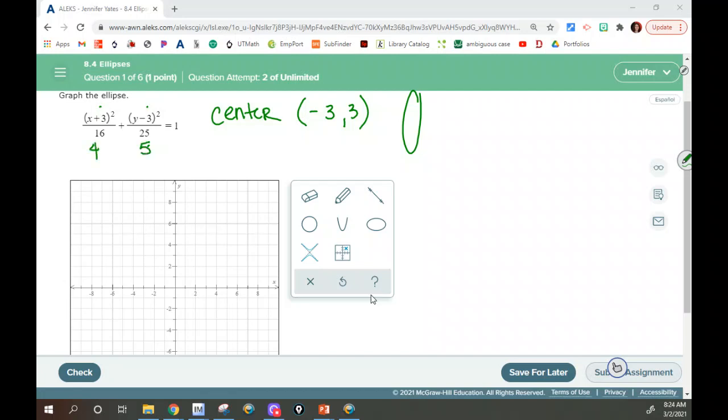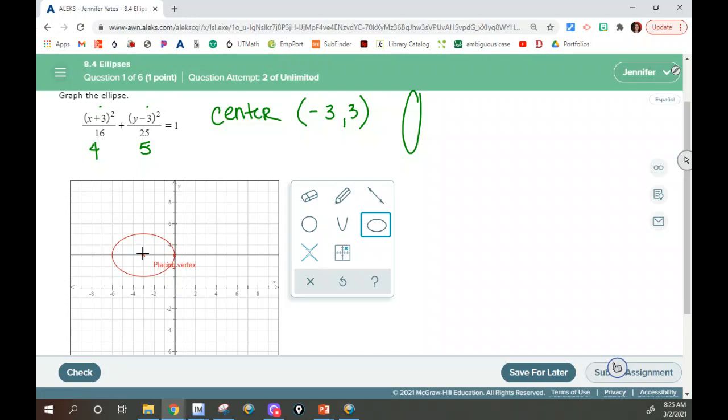Now watch how friendly this is. I grab this ellipse tool right here. That's all I have to do. The first thing I do is find the center. So I'm going to take it over to 1, 2, 3, -3, 1, 2, 3. And I place it. The next thing it wants me to do is place.